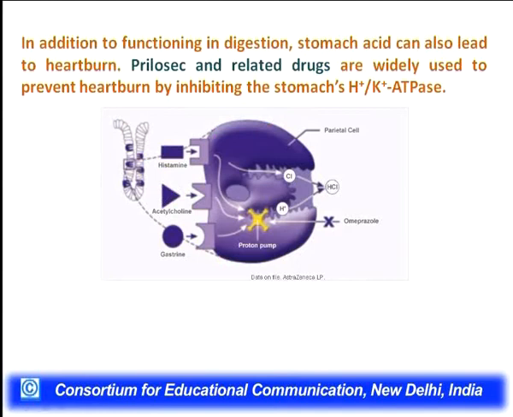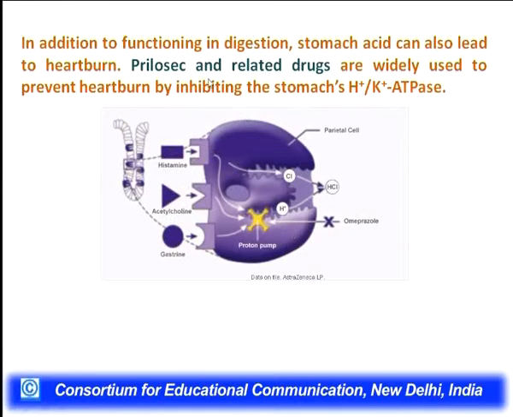In addition to functioning in digestion, as we said, the stomach can also lead to heartburn. When there is an excess production of acid, then there is an acid reflux which occurs, a physiological condition which is termed heartburn. And we take certain drugs, for example, Prilosec or related drugs, which are widely used to prevent heartburn, and they act by inhibiting the stomach H plus K plus ATPase. So you can see here that this is the proton pump. In the previous diagram, we just saw the action of one hormone, but there are other hormones such as gastrin, acetylcholine and histamines, and these hormones stimulate the production of HCl.